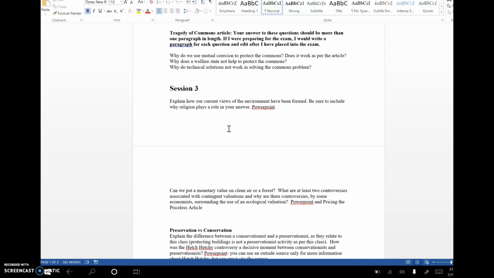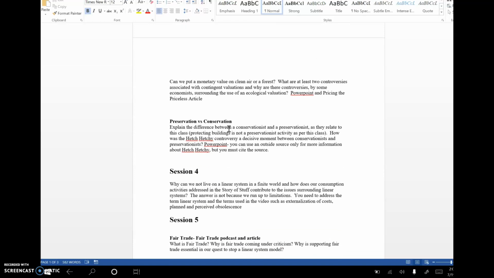Explain how our current views of the environment have been formed. Be sure to include religion. And I explained this in the roundup last week, the roundup for session 3 and 4, so make sure you go back and listen to the past roundup, and I explained to you why monotheistic religions are an issue. But there's more to it than that, so I need you to explain the other things as well. Industrial revolution, domestication of plants and animals, there's a lot to it. And you can find that answer in the PowerPoint.